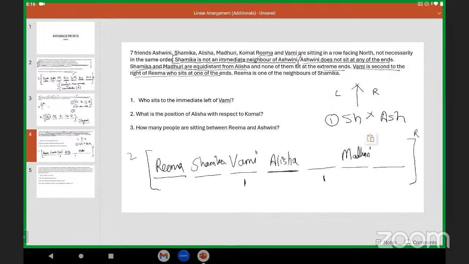Now Ashwini does not sit at any of the ends, so Ashwini will be over here. And the remaining person is Komal, so Komal will be here. Okay, this one is also a basic set. So the question is, who sits to the immediate left of Vami? That is Shamika.